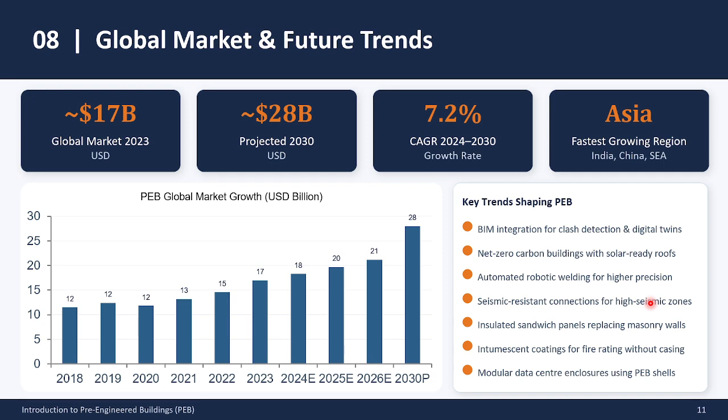The PEB market was valued at approximately 17 billion US dollars in 2023 and is projected to reach 28 billion dollars by 2030, growing at a rate of 7.2%. Asia, particularly India, China, and Southeast Asia, is the fastest growing region. The key trends include BIM and digital twins, net zero carbon design, solar ready roofs, robotic welding, seismic resistant connections, and modular data center enclosures built with PEB shells.